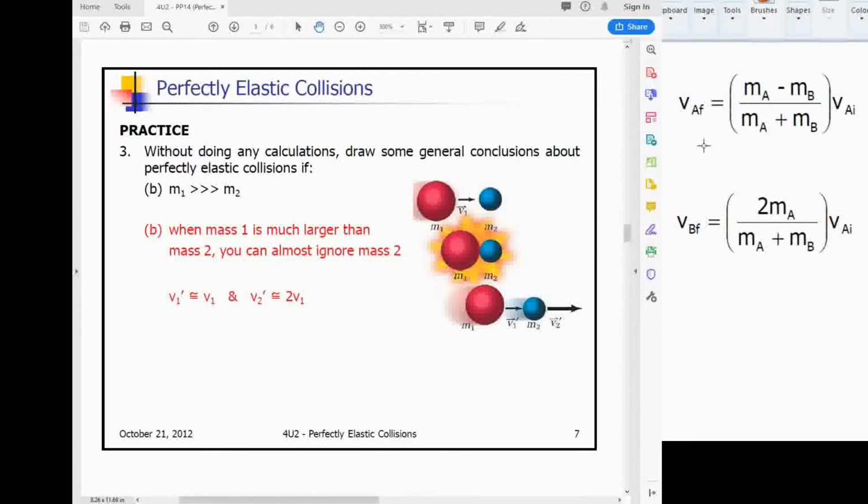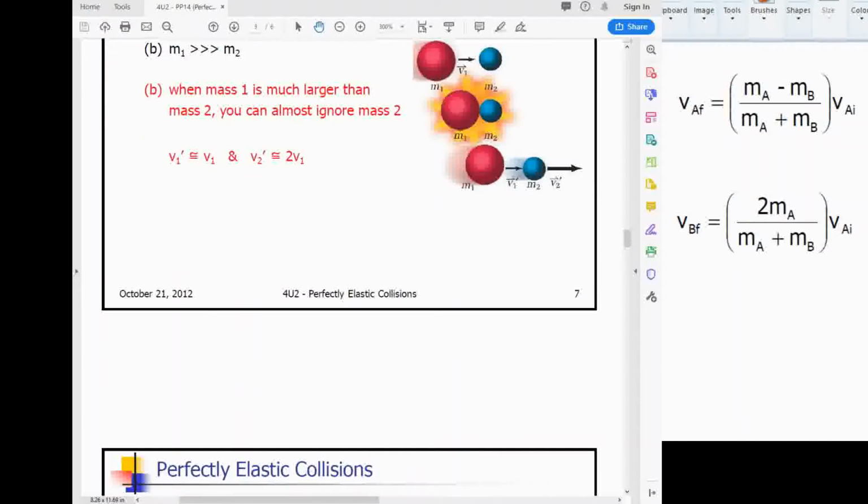So VBF would be moving twice as fast as the very large MA that hit it. When mass 1 is much larger than mass 2, you can almost ignore mass 2. Mass 2 ends up moving twice as fast, and V1, or VA, almost has no effect to it at all. It continues moving at the same velocity.